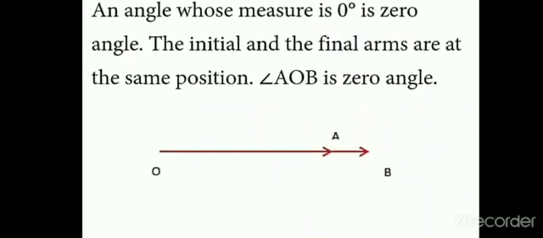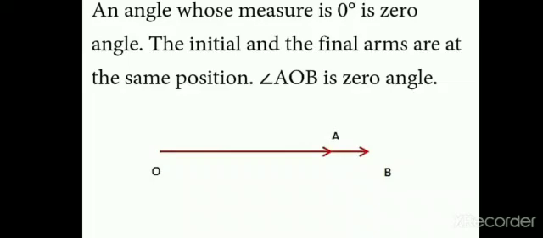Now the first angle is the zero angle. See here, you are seeing two rays on the same line. The first line is OA, the second line is OB. The line OA has not at all moved, and it is on the starting point itself, that is, on the OB.